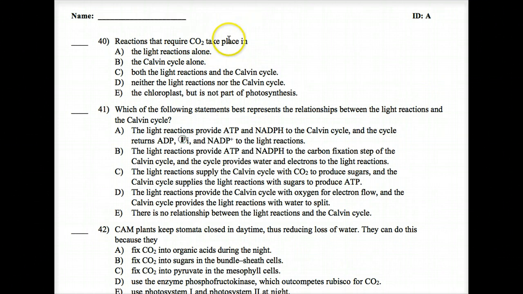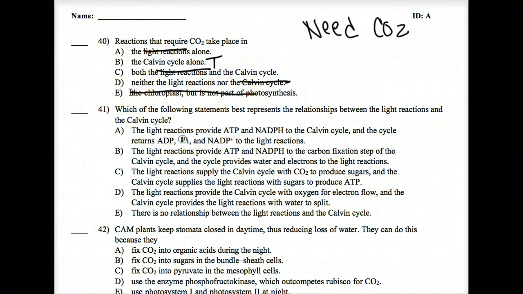Reactions that require carbon dioxide take place in... So I need CO2. Do I need CO2 in the light reaction? No. Do you need CO2 in the Calvin cycle? Yes. Not the light reaction, yes, the Calvin cycle. And the chloroplast is not part of photosynthesis is a stupid answer. So my answer here is B.